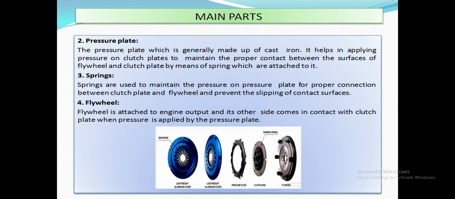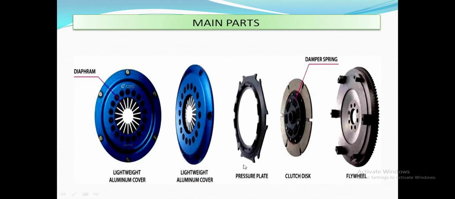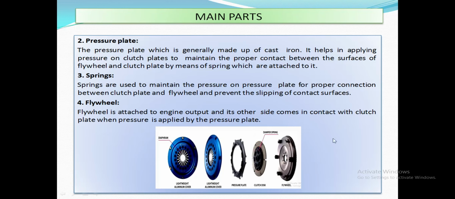Next important part is pressure plate. This one is pressure plate. The pressure plate, which is generally made up of cast iron, helps in applying pressure on clutch plates to maintain the proper contact between the surfaces of flywheel and clutch plate by means of springs which are attached to it. Springs are used to maintain the pressure on pressure plate for proper connection between clutch plate and flywheel and prevent the slipping of contact surfaces.